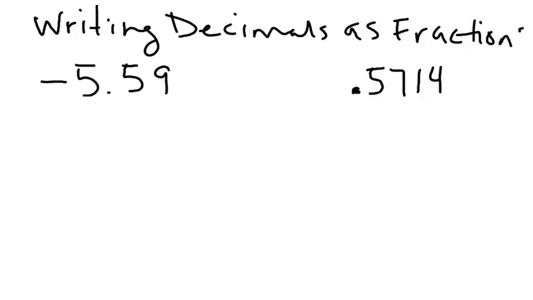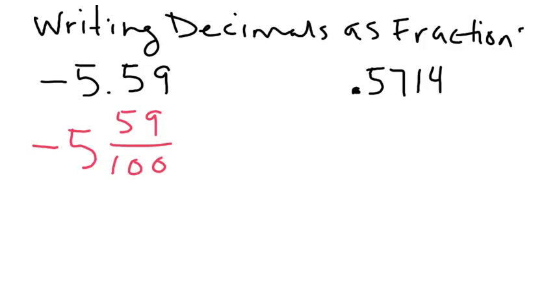Writing decimals as fractions. Changing a decimal to a fraction. After all, fractions and decimals are parts of the whole, so they're really related, okay? So, again, if you have a negative decimal and you're just changing it to its fraction form, it's still going to be negative. So, first thing to do is write this as the whole number, -5, and 59 over something. So, that would be -5 and 59 over 100.